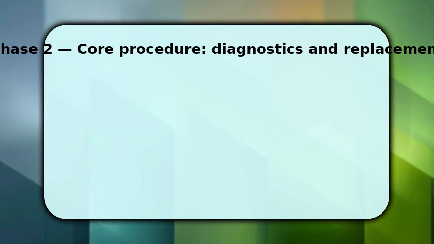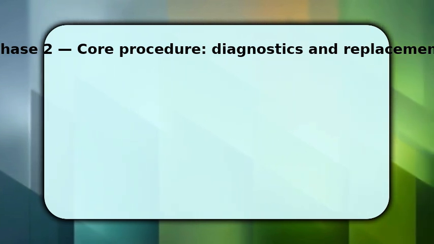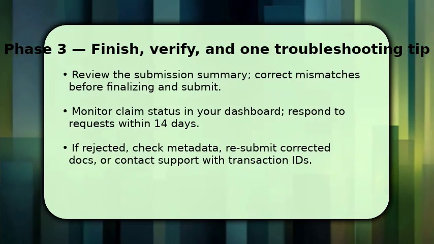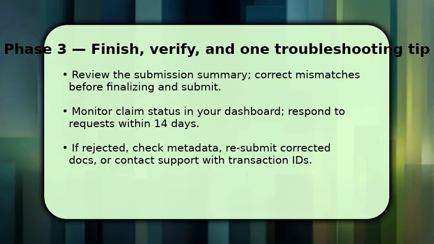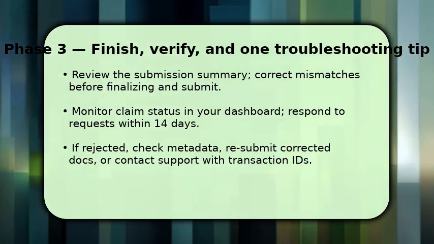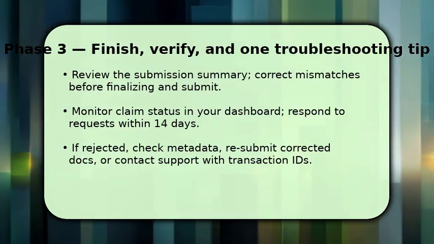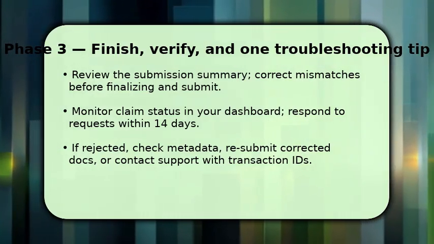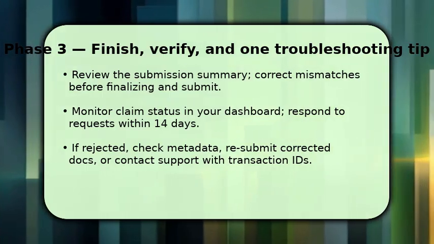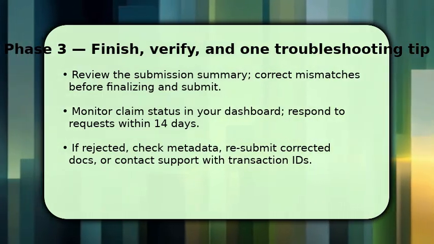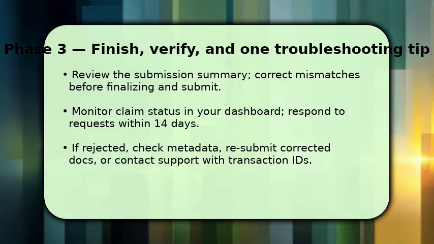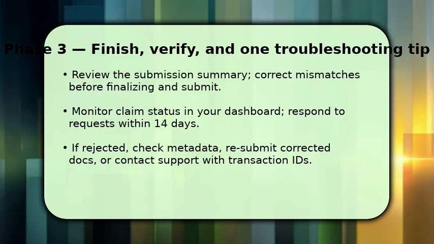You finish by carefully reviewing the submission summary, correcting any metadata mismatches, and then submitting. After submission, monitor your dashboard daily for status changes and reply to document requests promptly, because timely responses keep the claim active. If your claim is rejected, inspect the rejection reason, often it is metadata or insufficient documentation, and resubmit corrected files. If confusion persists, contact Soundexchange support with the claim ID.